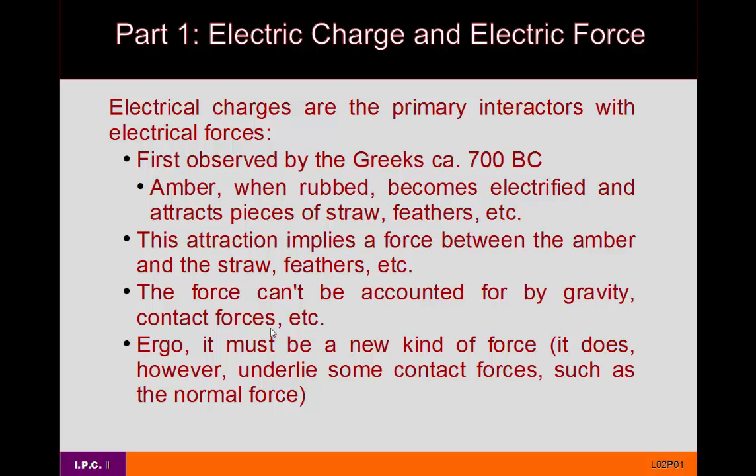So this is not gravity, and it's not a contact force. That basically exhausts all the kinds of forces that we study in a Physics 1 course. So therefore, there must be some new kind of force here. And I should say as a caveat to that, that this new kind of force does actually underlie some of the contact forces that we did study, like the normal force.